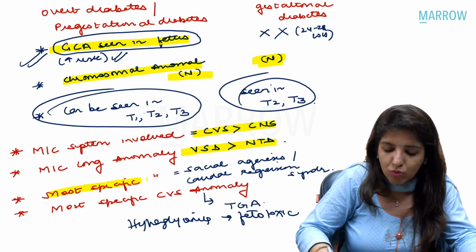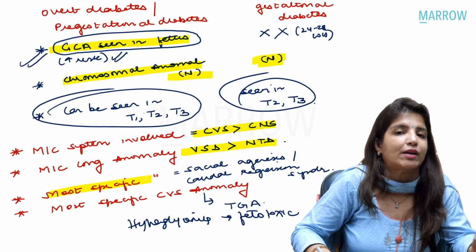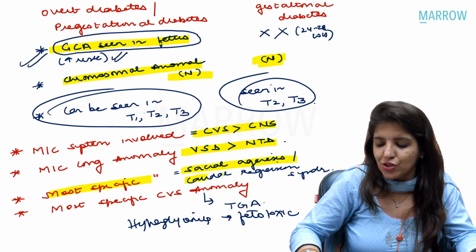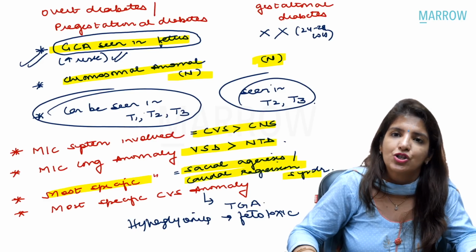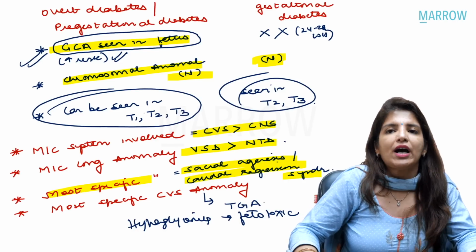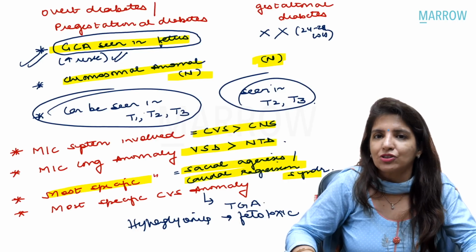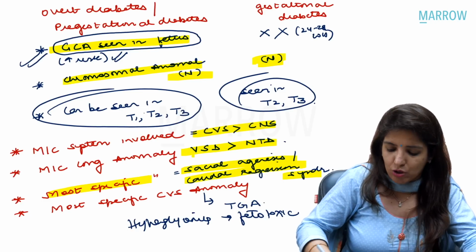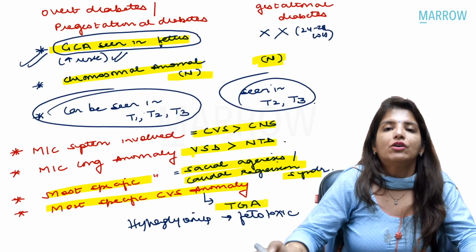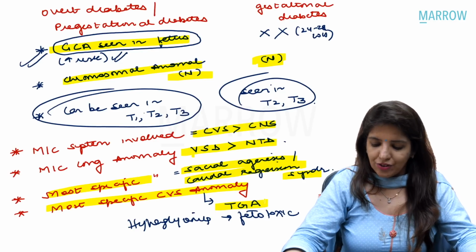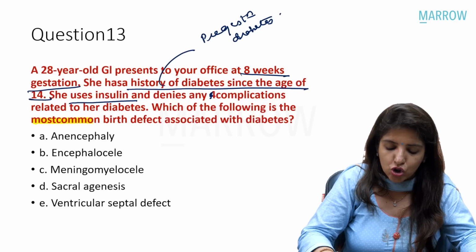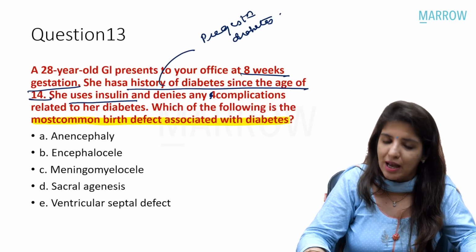If they are asking you most specific, then most specific and most common are not the same. Most specific is sacral agenesis, which is also called caudal regression syndrome. Similarly, if they ask you most common cardiovascular defect, it is VSD. But if they ask you most specific cardiovascular defect, then that is transposition of the great arteries. Right? So over here, they're asking you, which of the following is the most common birth defect associated with diabetes?